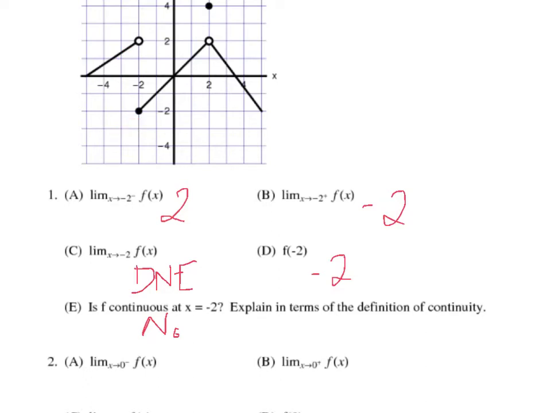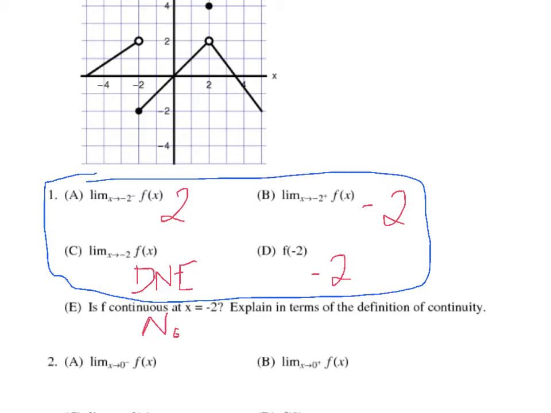Now, from a limit perspective, to be continuous, the answers here should all be exactly the same. And the limit definition of continuity is that all four of these, the limit from the negative side, the positive side, the limit, and the function's value, all have to be the same, and they're not. So that's why it's not continuous there.